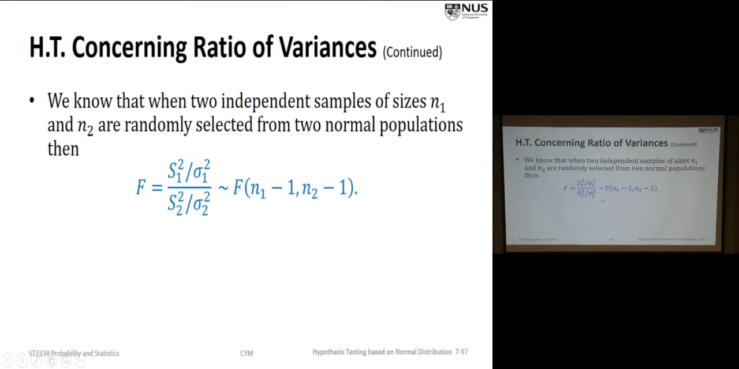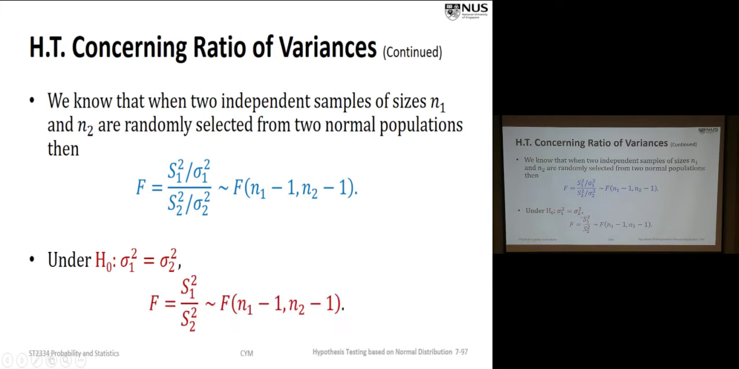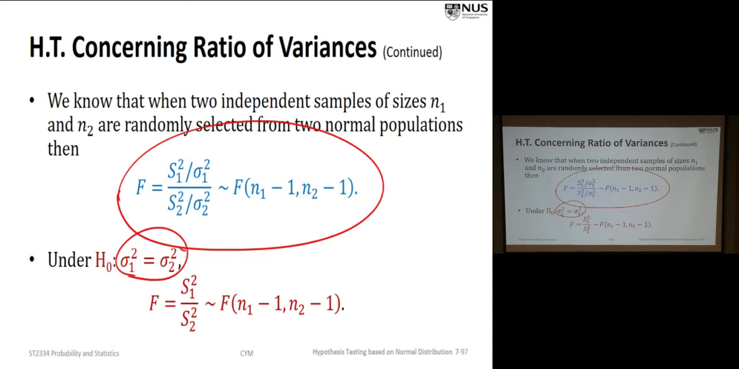Okay, so this is the test statistic under the null hypothesis. Now I want to highlight it. This is the test statistic, the distribution. But for a hypothesis testing problem, we are testing this statement. So we substitute this in, that means we look at the particular case with sigma 1 squared equals sigma 2 squared. Substitute it and ask, okay, then what is the distribution of this one?